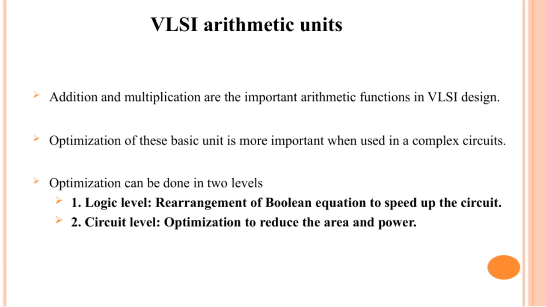Among these, addition and multiplication stand out as key operations because they're used so frequently in complex circuits. Optimizing these basic units is crucial to improving overall circuit performance. There are two main levels at which this optimization can happen. First, at the logic level, we focus on rearranging Boolean equations to make the circuit faster. This means tweaking the logic itself to reduce delays. Second, at the circuit level, the goal shifts to reducing the physical area the circuit occupies and lowering power consumption. Both levels are essential for creating efficient and effective arithmetic units in VLSI design.